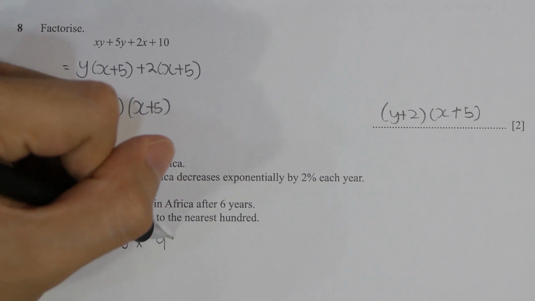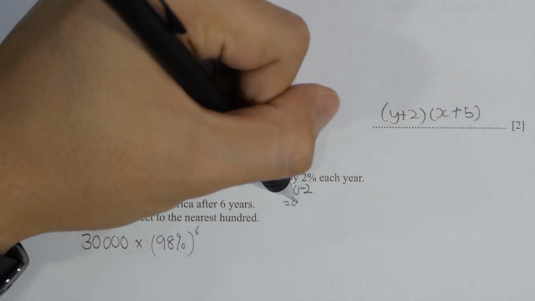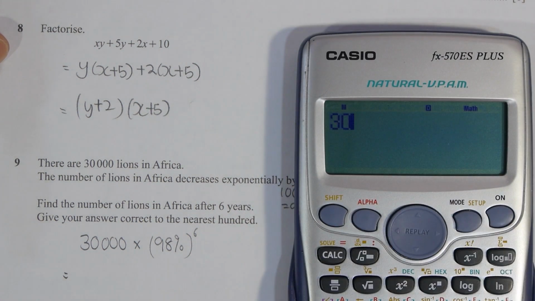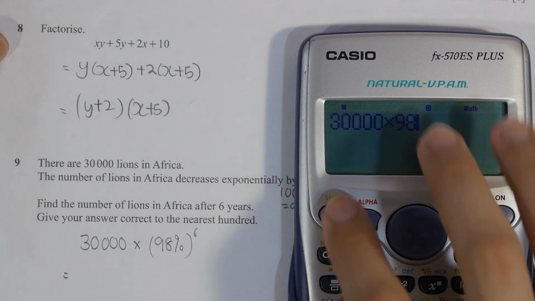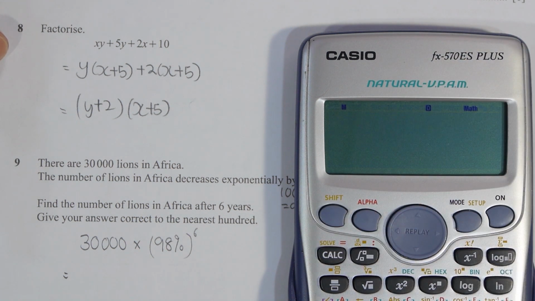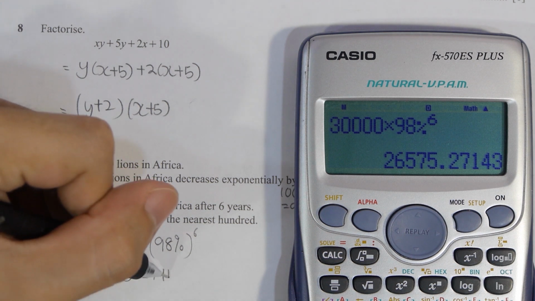Question 9, there are 30,000 lions. So they decrease exponentially. So 100 minus 2, you get 98%, and it is to the power of 6. So the key assessment here is to correct to the nearest 100. So it is required to round it into 26,600.